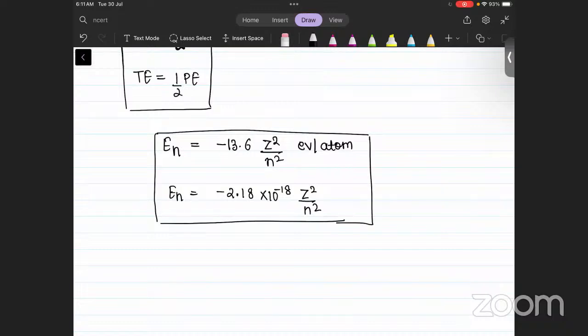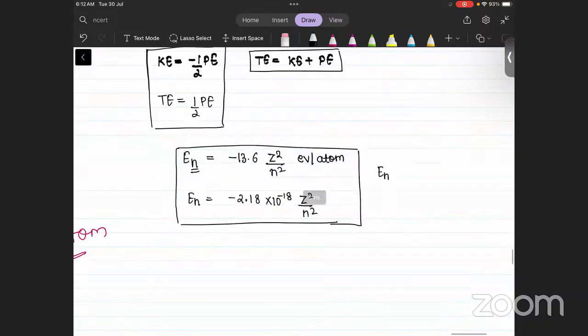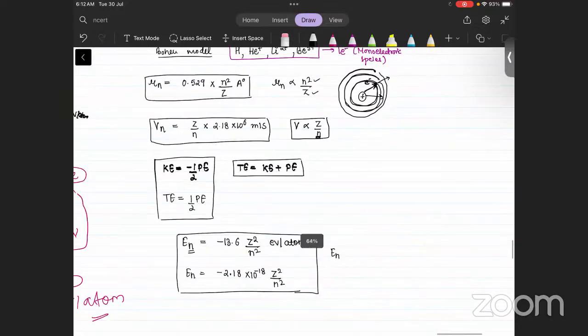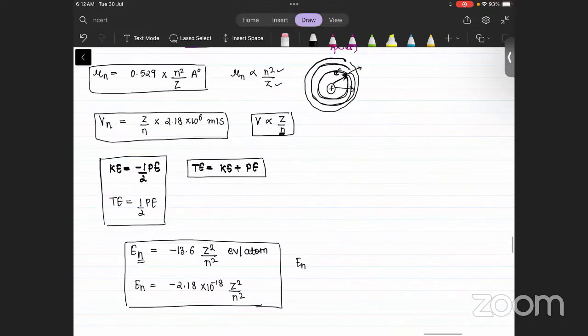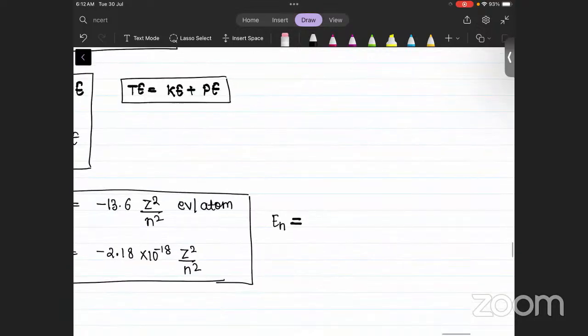Now again, the other thing that is important for you is the energy in the nth shell. So let's suppose somebody asks you to find it in the first shell, then you keep the value of n as 1. If somebody says second orbit, third orbit, and so on. So En is proportional to Z square over n square.